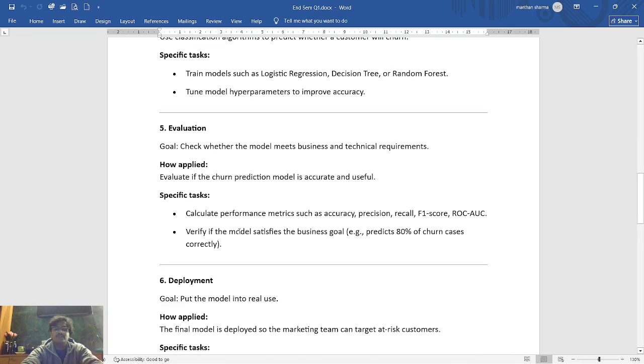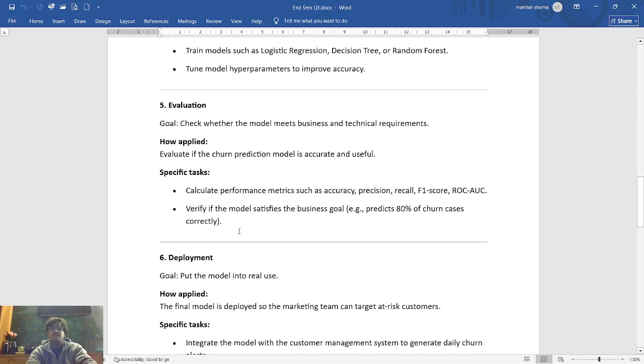Now moving on to the evaluation part. After building the model, we need to evaluate it. So we use metrics such as accuracy, precision, recall, and F1 score, so we see how well our model performs. So the key question is, does the model meet the business objective? So if it accurately predicts 80% of the churn cases, it is considered successful. So this was the example of evaluation, and I think you have understood it.